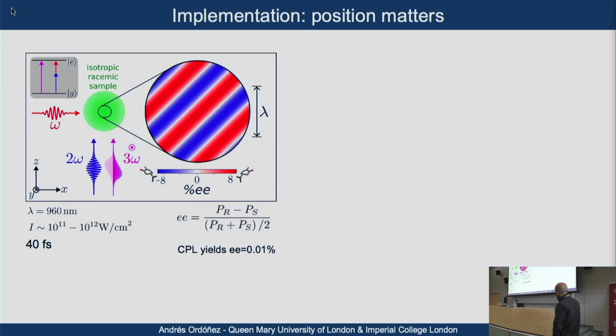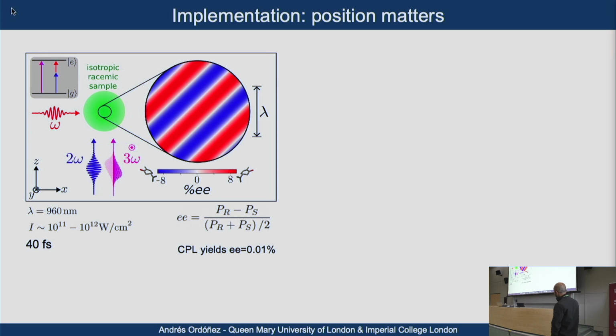So basically, we take the difference and divide it by the average. So if that number gives, for example, 8, it means that right-handed molecules are 8% more likely to be excited than left-handed molecules. And if we get -8, it means the opposite. So left-handed molecules are 8% more likely to be excited. So basically, in the blue regions, you get more left-handed molecules in the excited state. In the red regions, you get more right-handed molecules in the excited state.